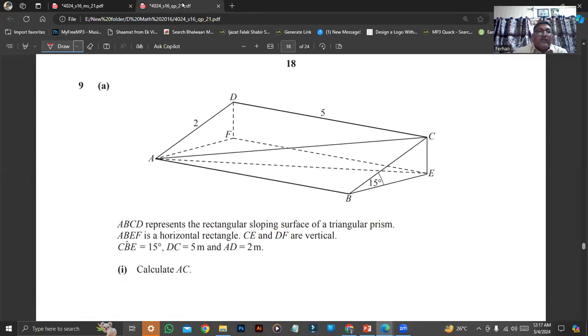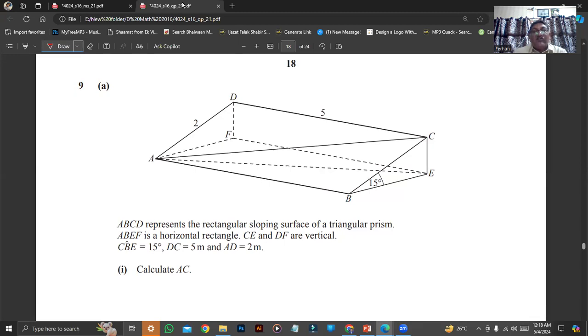Okay, so we are going to the next question. That is question number 9, the A part. It says ABCD represents the rectangular sloping surface of a triangular prism. ABEF is a horizontal rectangle. CE and DF are vertical. Angle CBE is 15 degrees. DC is 5 meters, and AD is 2 meters. The first question is to calculate the value of AC.